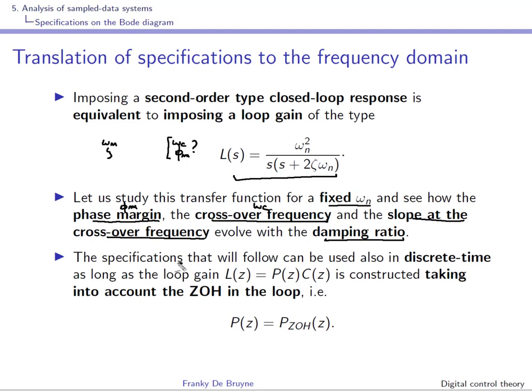This method is valid in continuous time in the Laplace domain, but you can also use it for discrete time design as long as you work with a loop gain that is constructed from a model that takes into account the zero order hold mechanism. So when I write P of z here, I assume that this P of z is the zero order hold equivalent, the discrete time equivalent of the continuous time process.